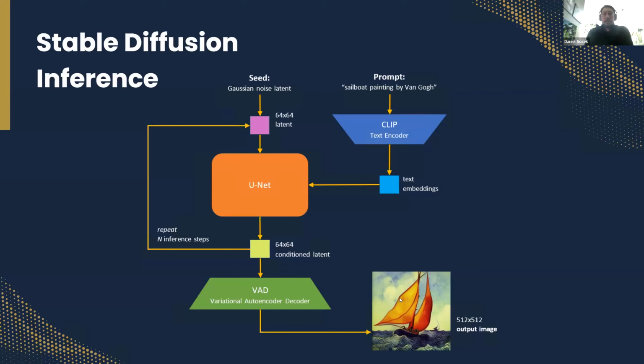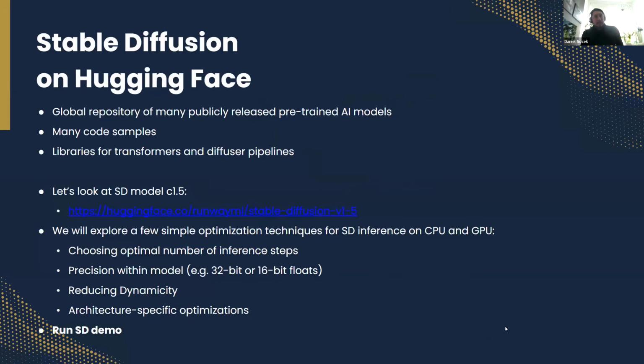So from the feature space back to the image space via what's called a variational autoencoder decoder. So there's an encoder and decoder. This is the decoder part, which essentially decodes from the latent space back to the image space. And then we can see the image. I was asking here, is this example sailboat painting by Van Gogh? And that's what we got. It looks pretty cool. Anyway, that was just setting the stage here, because we will play with these parameters, and it's important to understand under the hood what's actually happening.